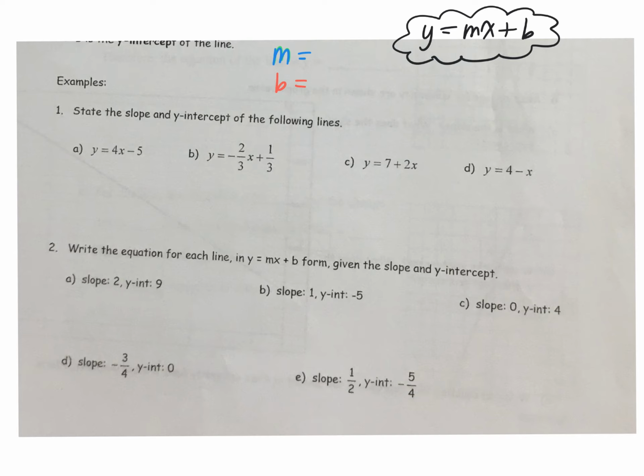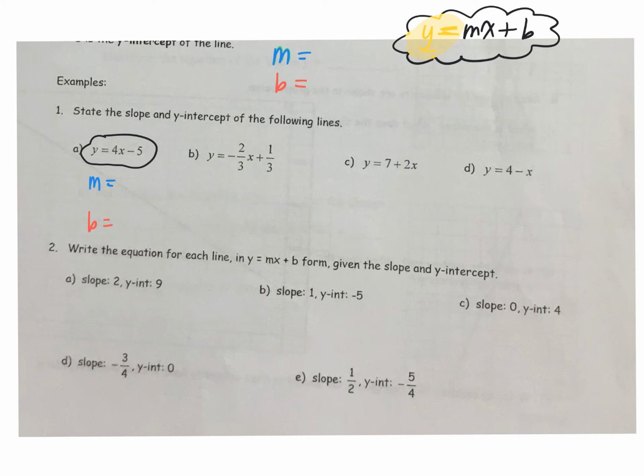Does it look like all of these are written in slope-intercept form? y equals 4x minus 5, yes. It's written in the form. If it says y equals, then it's written in slope-intercept form, okay? So if it's in that form, we can identify what the slope is and what the y-intercept is. We're going to do it for each one.